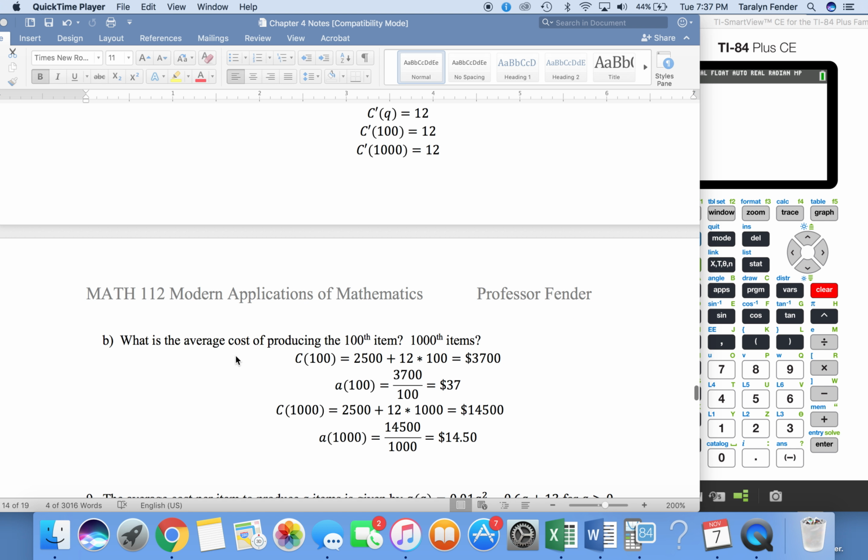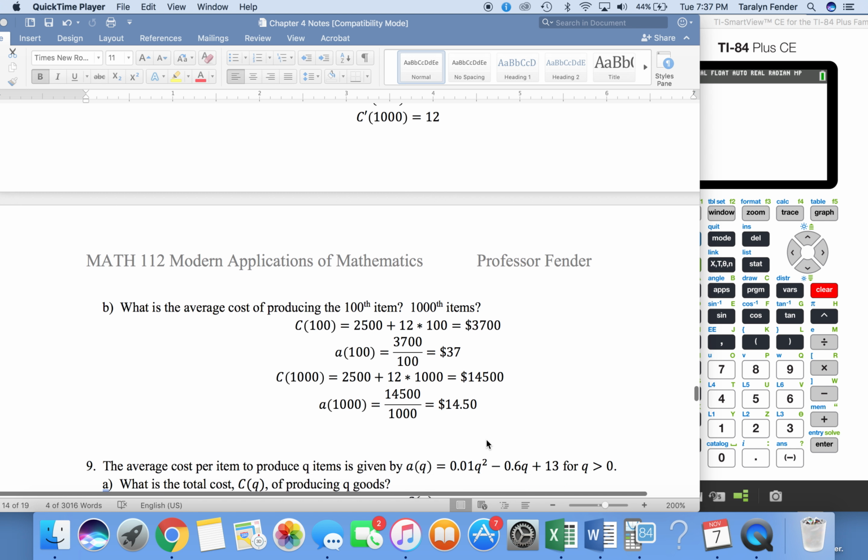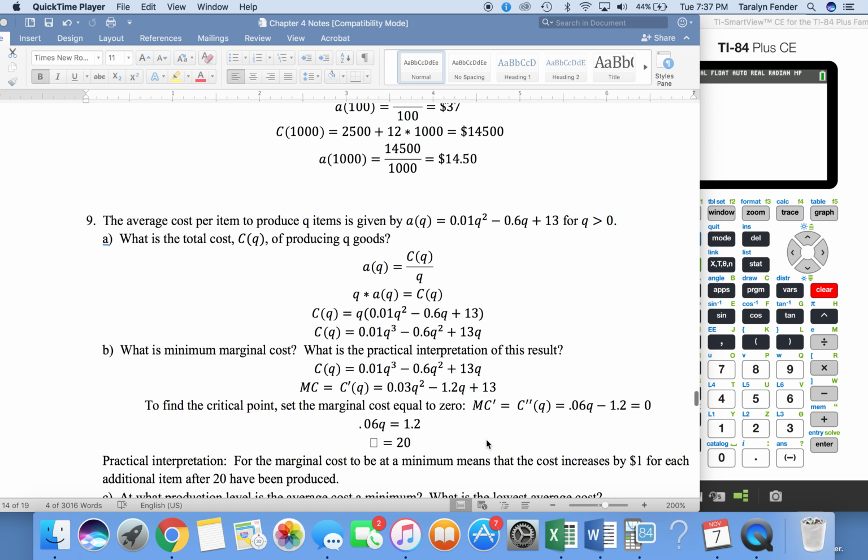What is the average cost of producing the 100th item or the 1,000th item? So for 100, you plug into the cost function, you get a value, you divide that by the 100, that's $37, and then the average cost of 1,000 items is $14.50. The average cost per item to produce Q items is given by the average cost equation. For Q greater than 0, let's find the total cost.